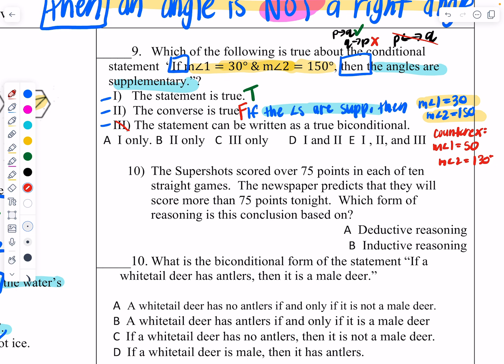All right, the Super Shot scored over 75 points in each of 10 straight games. The newspaper predicts that they will score more than 75 points tonight. Which form of reasoning is this based on? So it's not based on facts. Deductive is always going to be based on facts. Inductive is based on patterns and observations. And so they're making a prediction based on what's happened in the past. So patterns. So that is going to be inductive reasoning.